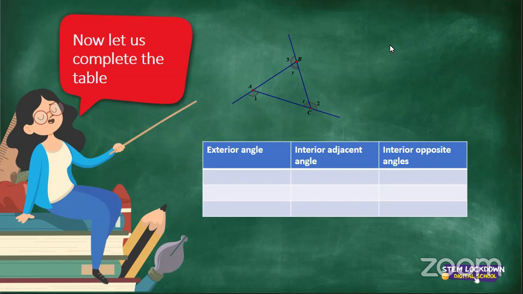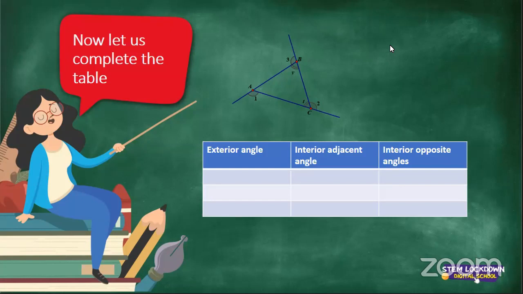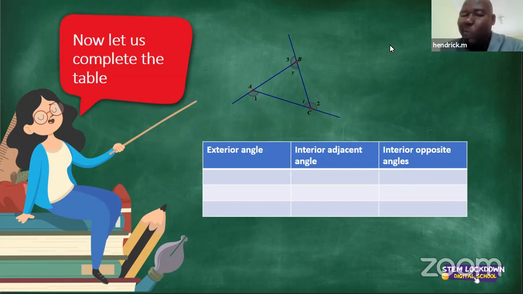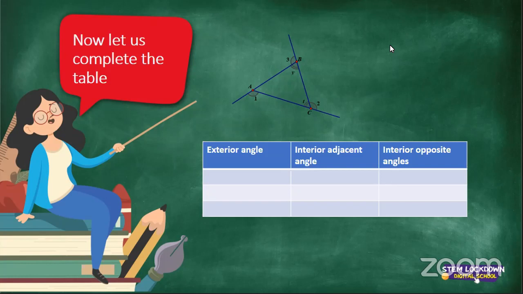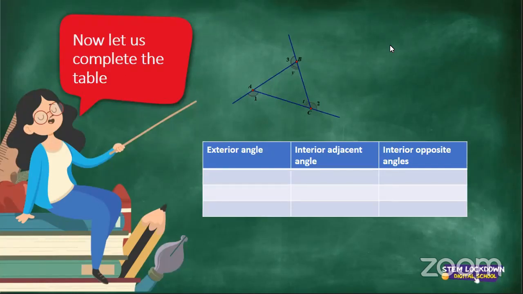Exterior C2 is interior adjacent with CT, and the interior opposite is BY. Okay. Exterior angle A1 is... Excuse me. Who is speaking now? Kutso. Come again. Kutso. Okay, cool.